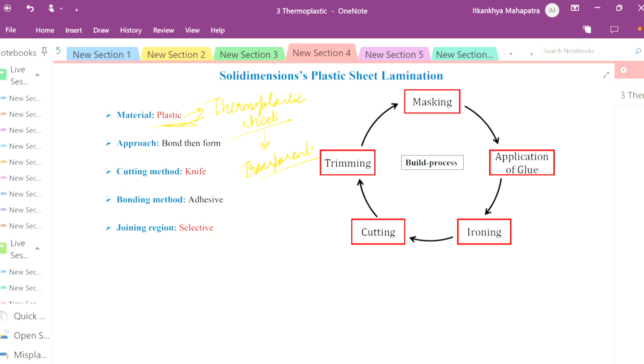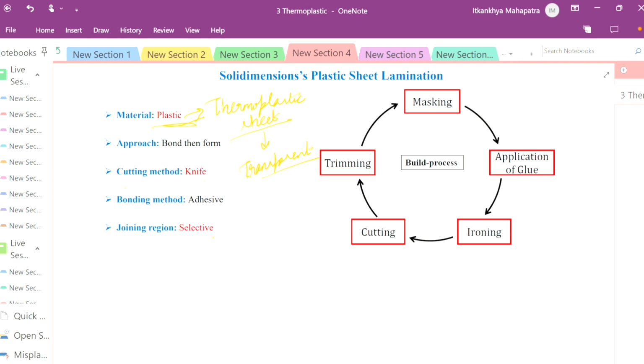But here one more difference is that the joining region is selective. In the first two processes, we put the adhesive on the whole sheet, but here we will not put adhesive on the whole sheet. We do it selectively so that the final product is in the shape of the cross section.